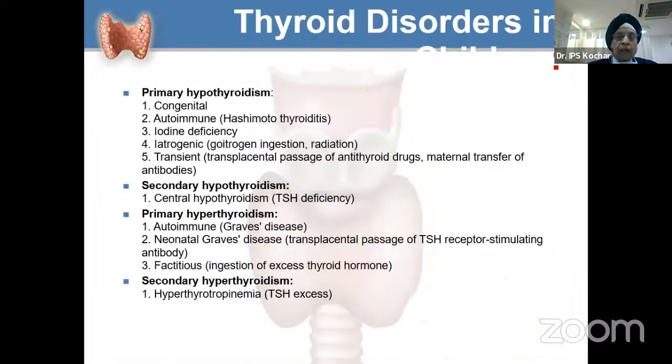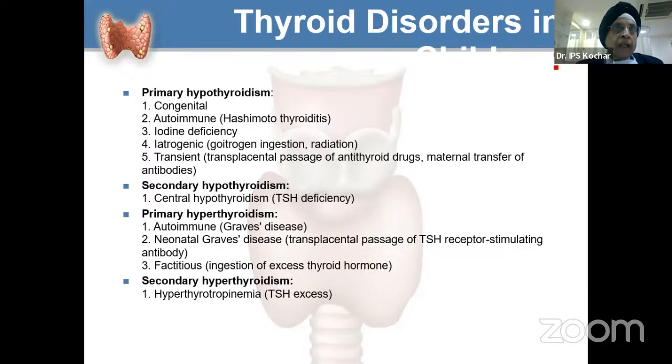So what are the various thyroid disorders you can see in children? One is primary hypothyroidism, which may be congenital. We'll talk about this in the next few slides. Then there's autoimmune Hashimoto thyroiditis, which you see in older children, maybe 8, 10, or 12 years. Then there's iodine deficiency. Then there's iatrogenic, which is goiter, injection and radiation. Then there's transient hypothyroidism from transplacental passive antithyroid drugs and maternal transplacental antibodies. So these are all the things you can find.